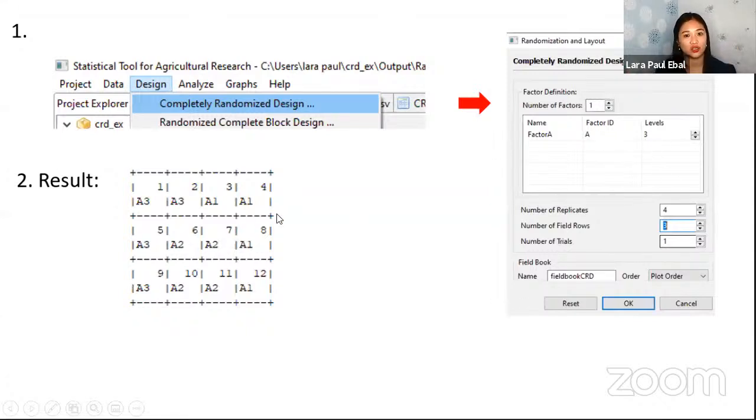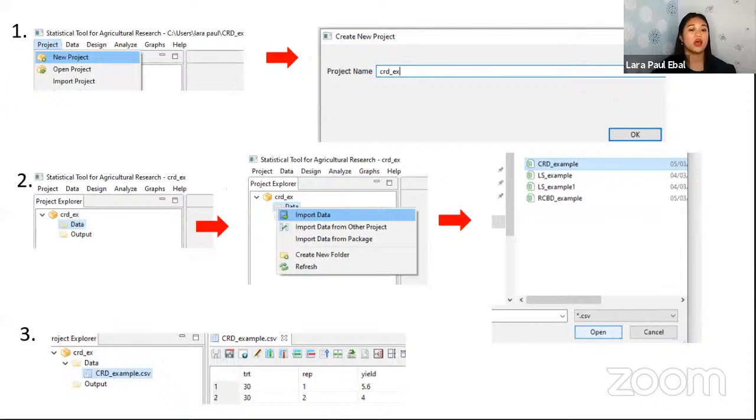Then you have this result. So easy. You don't need a calculator or an Excel. You just have to use this STAR and then come up with this layout. And then you have the idea on how to randomly assign your treatment levels to the experimental units.